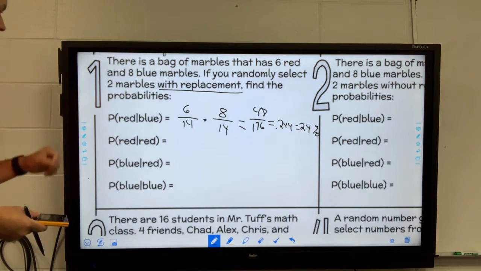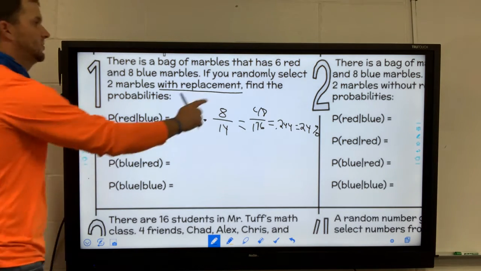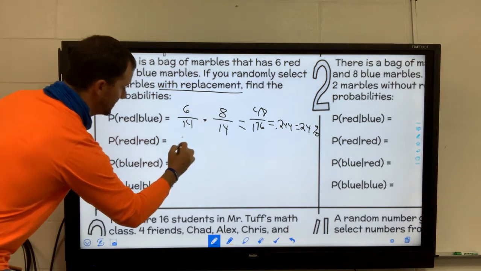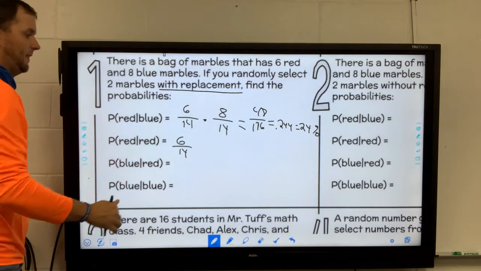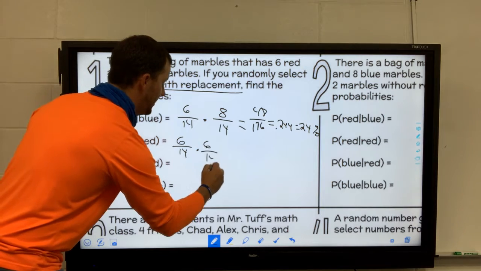Okay, now what's the probability of me getting a red and a red? So I know there's 6 red, 14 total. So that means I'm going to get a red, and then I'm going to put it back, and I'm going to pull out another red. So what's the probability of me drawing 2 reds in a row?